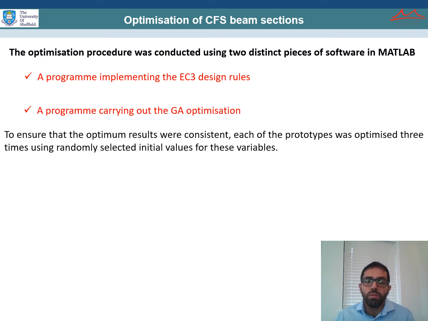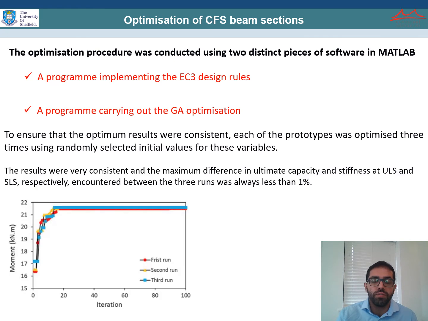To ensure that the optimum results were consistent, each prototype was optimized 3 times using randomly selected initial values for these variables. And as you can see, for example for one of the cross sections, the differences between the 3 rounds were always less than 1%, which means that there is consistency between the predictions.